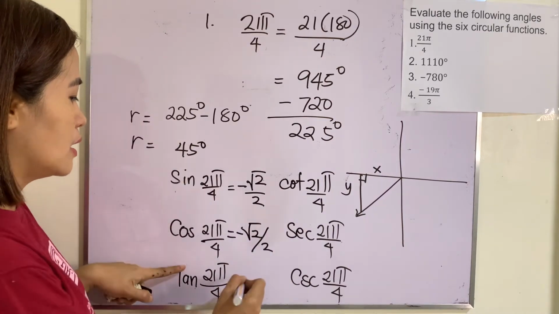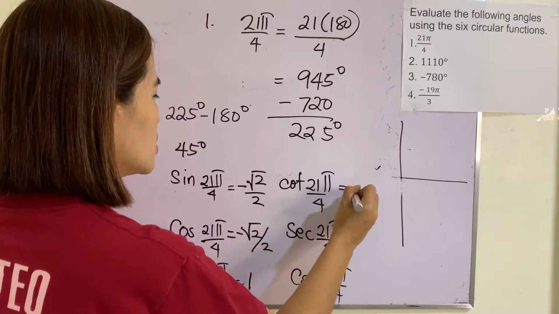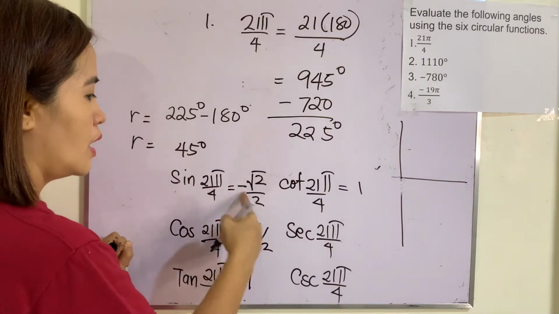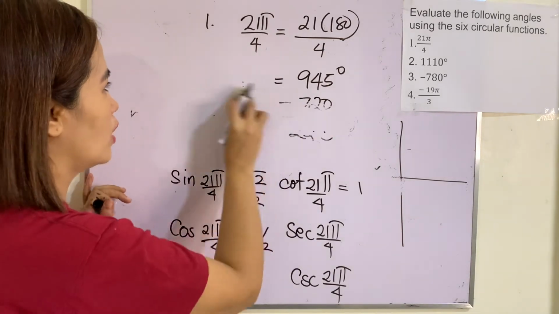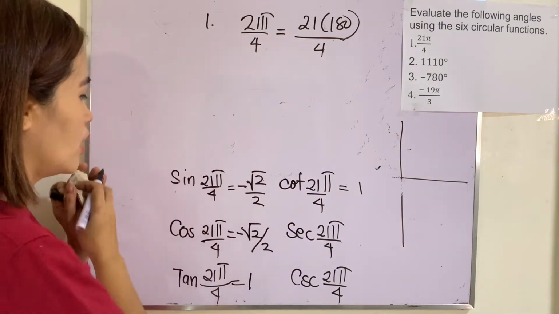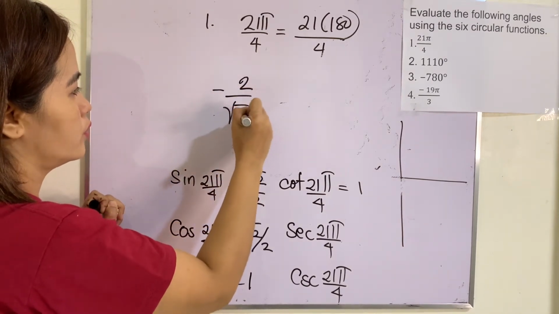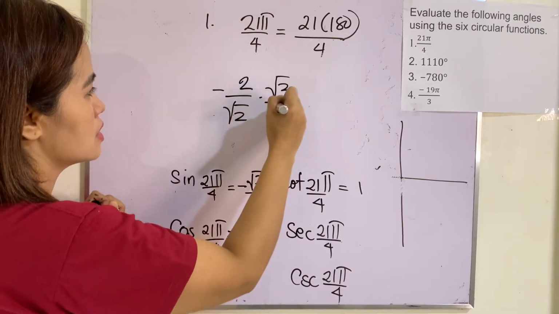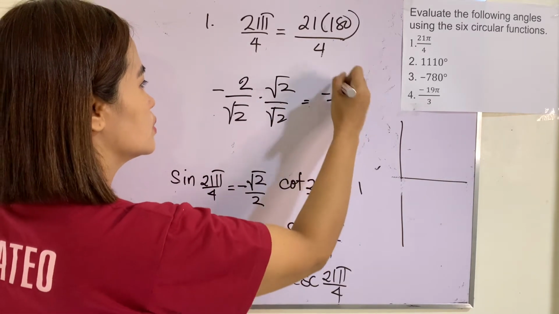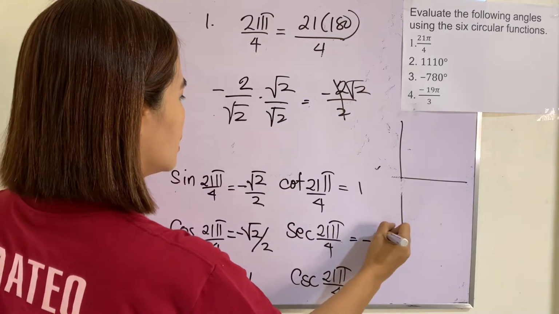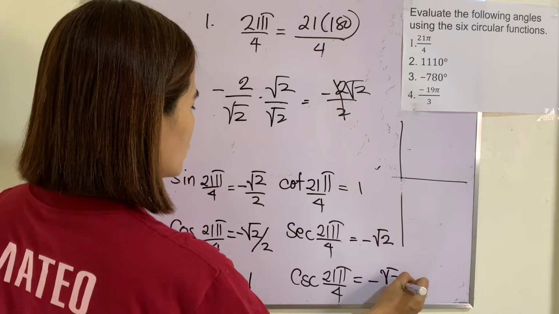So dividing, that's 1. This one is equivalent to, of course, 1 also. And for this one, secant of 21 pi over 4, that is the reciprocal, of course, of cosine. The reciprocal of cosine is negative 2 over square root of 2. Rationalizing it, this one is negative 2 square root of 2 over 2. So simply negative square root of 2. This one is negative square root of 2 also.